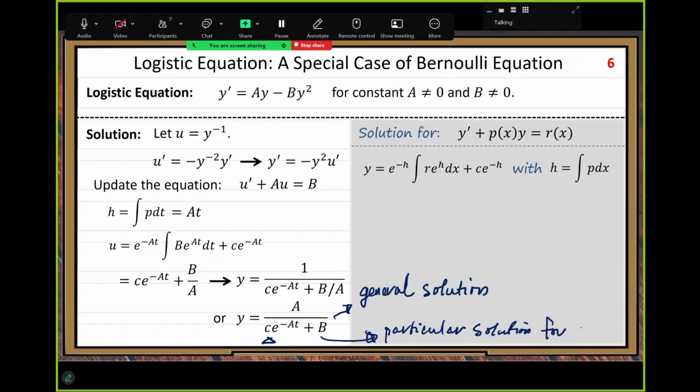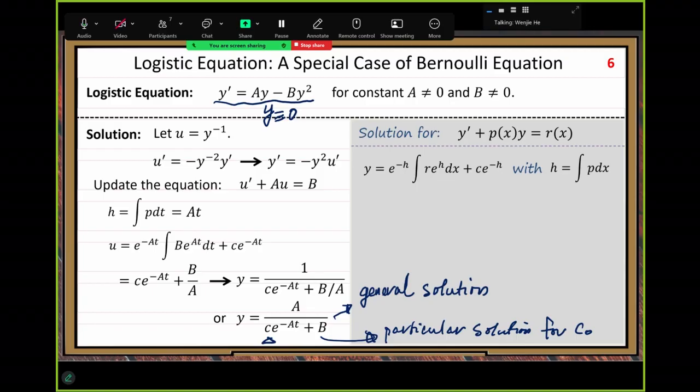For example, you select the constant c0. So: general solution, particular solution. But there is another special solution for this equation. If you look at the original equation, can you see that y equals 0, constant, is also a solution? Y equals 0 all the time, everywhere. On the left-hand side, y prime is 0. On the right-hand side, A times 0 minus B times 0 is also 0.